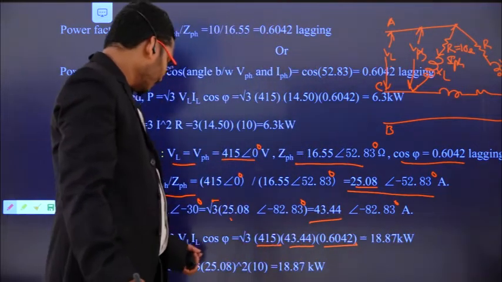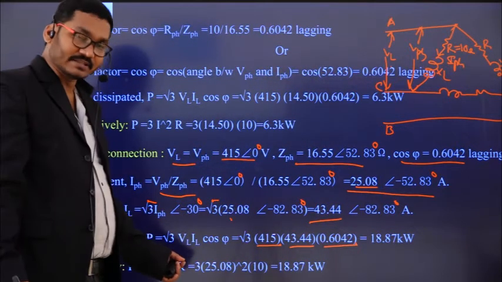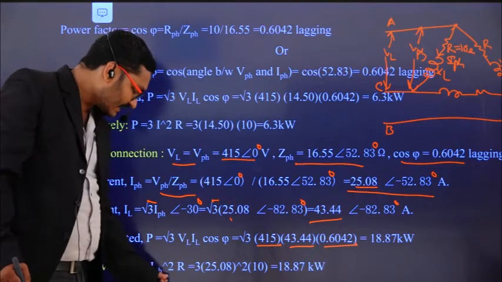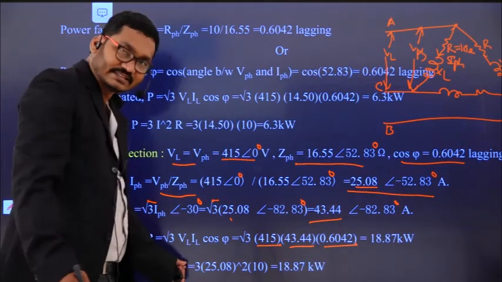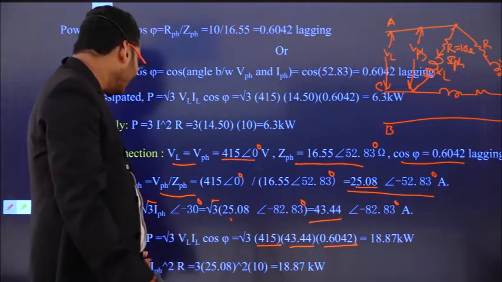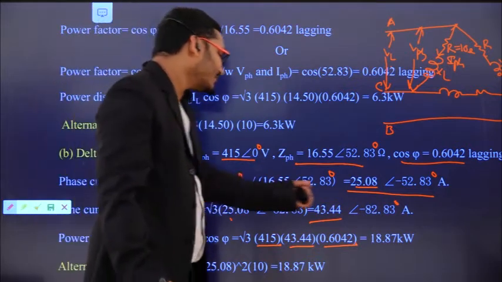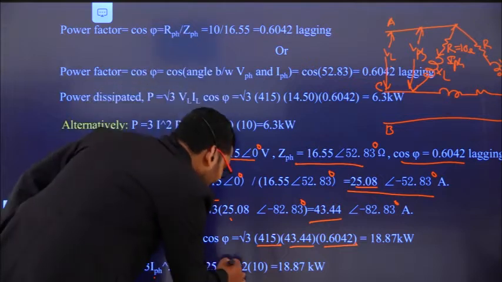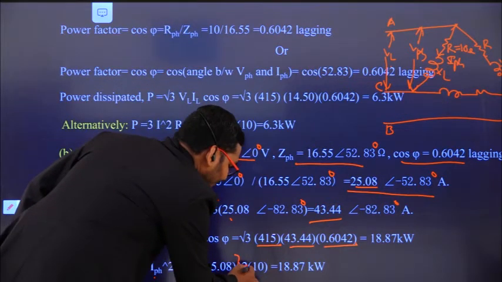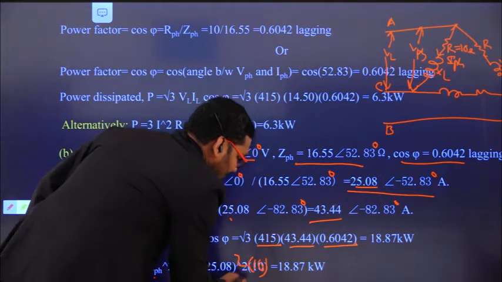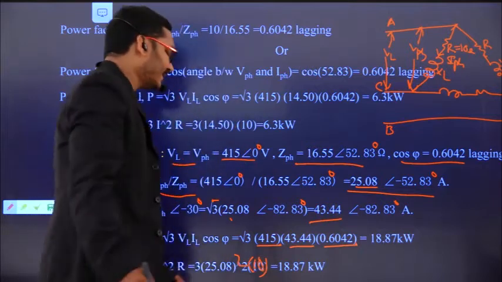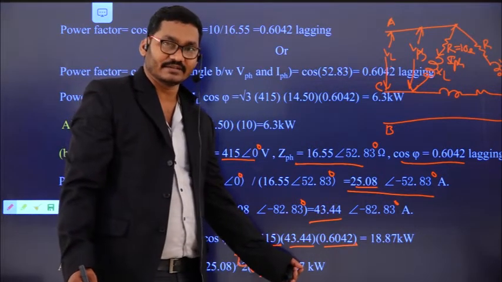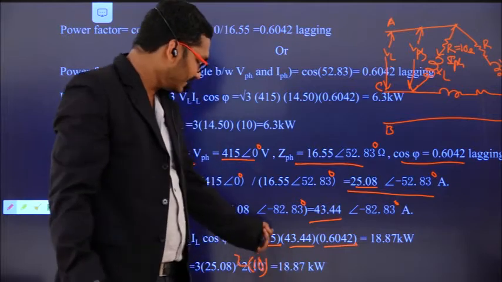Suppose you use the alternate method. Power equals 3 into I phase square R, the same thing I told previously. What is the I phase value? I phase here, the magnitude is 25.08. So you get 3 into 25.08 square into 10, the resistance. You will get 18.87 kilowatts, the same answer. Just do it with a calculator and you will get these answers.